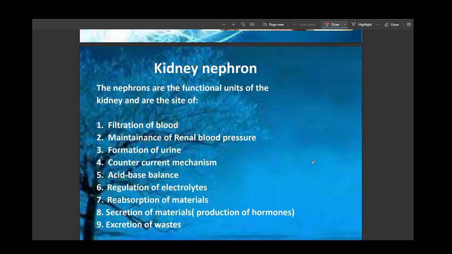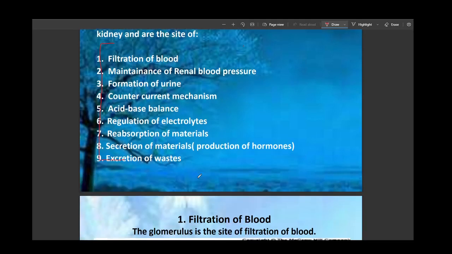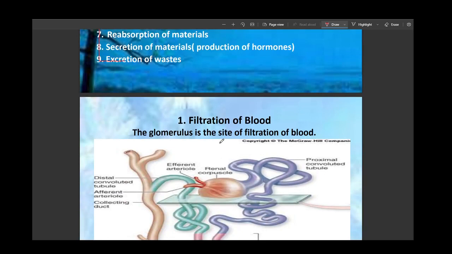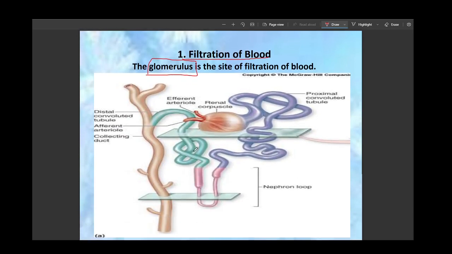Hello and good morning. Today our topic is the physiology of the kidney, and these are the points we'll be discussing today. First of all, the filtration of blood. The glomerulus is the site of filtration of blood. This is the glomerulus. After it comes the proximal convoluted tubule, then the loop of Henle, then the distal convoluted tubule, and then the collecting duct.